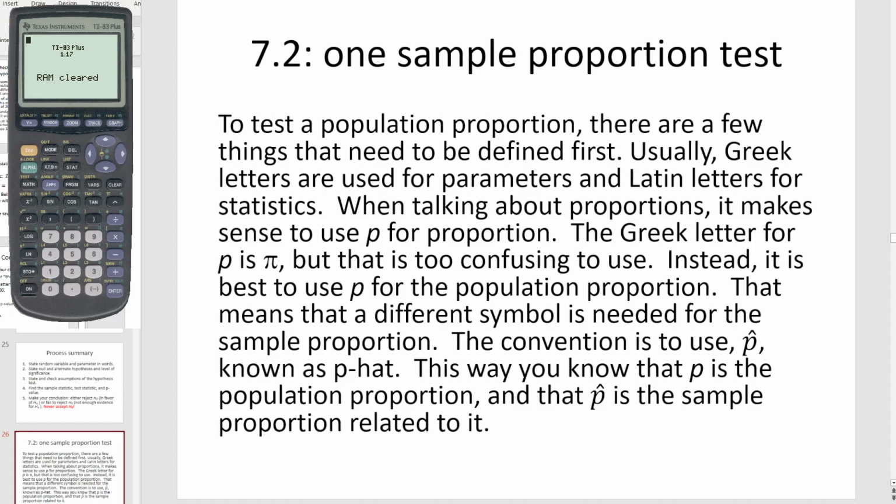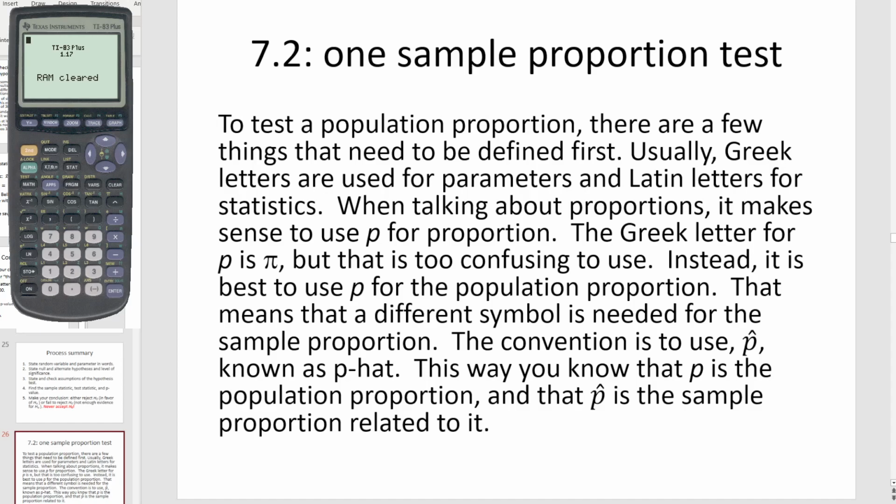So to test a population proportion, there are a few things that we need to define first. Usually Greek letters are used for parameters and Latin letters are used for statistics. When we're talking about proportions, it makes sense to use P for proportion. The Greek letter for P, though, is pi. So that's a little bit confusing because we usually associate that with a certain number.